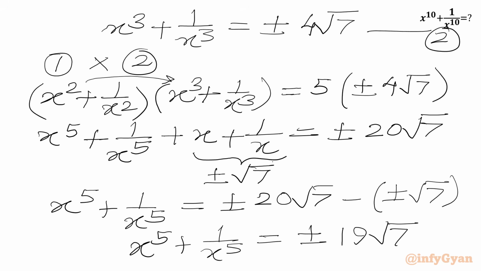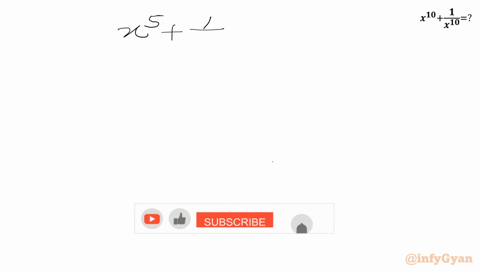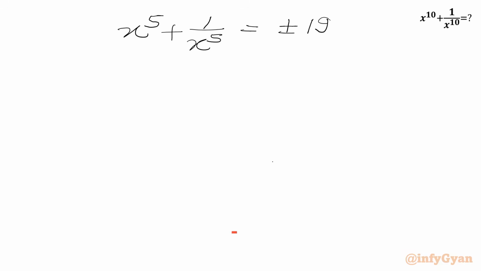We have to find x power 10 plus 1 over x power 10, which we will get by squaring here. So we can write x power 5 plus 1 over x power 5 equal to plus minus 19 square root 7. Now we will consider squaring both sides. So let me put here whole square, whole square.